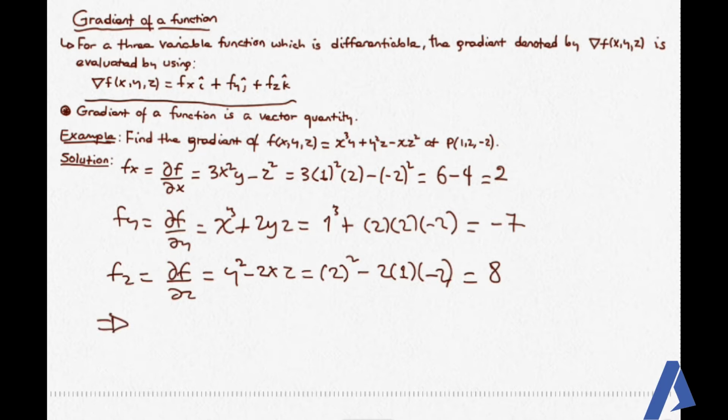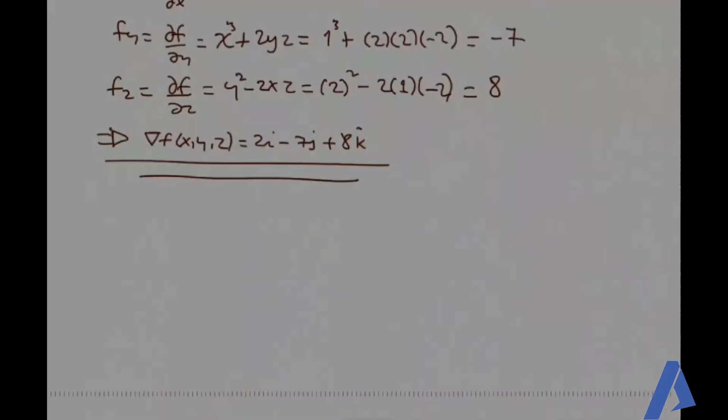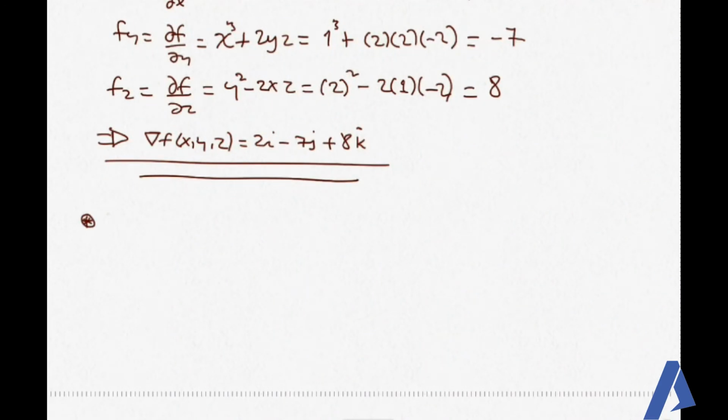ስለዚህ our gradient fx in the i, fy in the j, fz in the k ነው የሚመጣው። ስለዚህ gradient is equal to 2 in the i minus 7 in the j plus 8 in the k direction. በዳይሬክሽናል ዴሪቬቲቭ እና በግሬዲየንት መካከል ኦብዘርቨብል የሆነ ሪሌሽንሽፕ አለ። the directional derivative of f of x y z can be computed easily by using the dot product of the gradient and the unit vector along the given function. Remember, it's the unit vector, not the vector given.